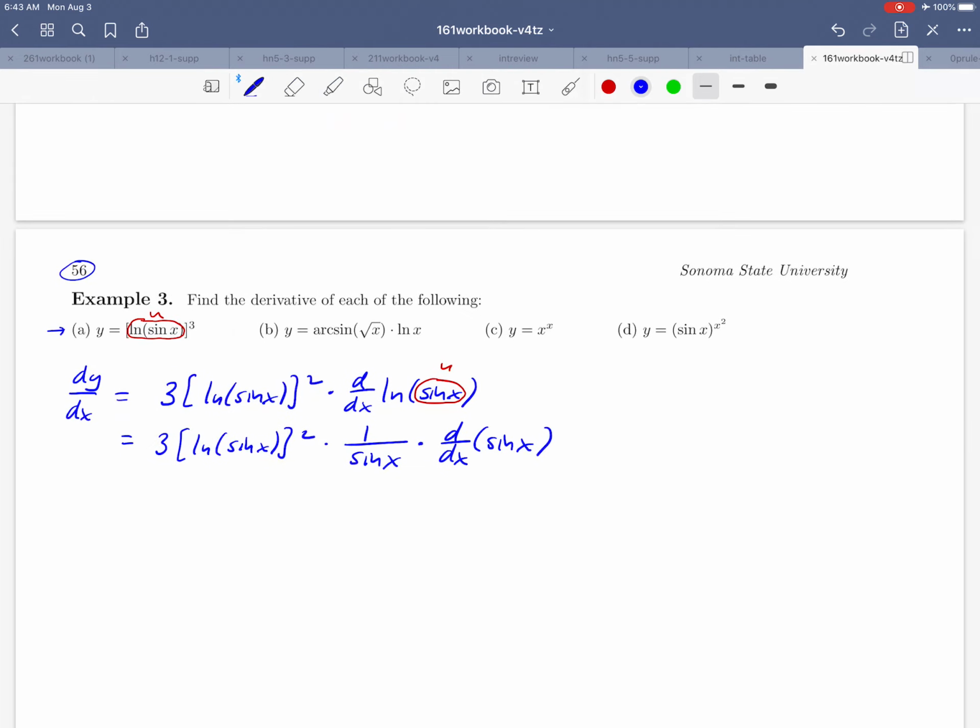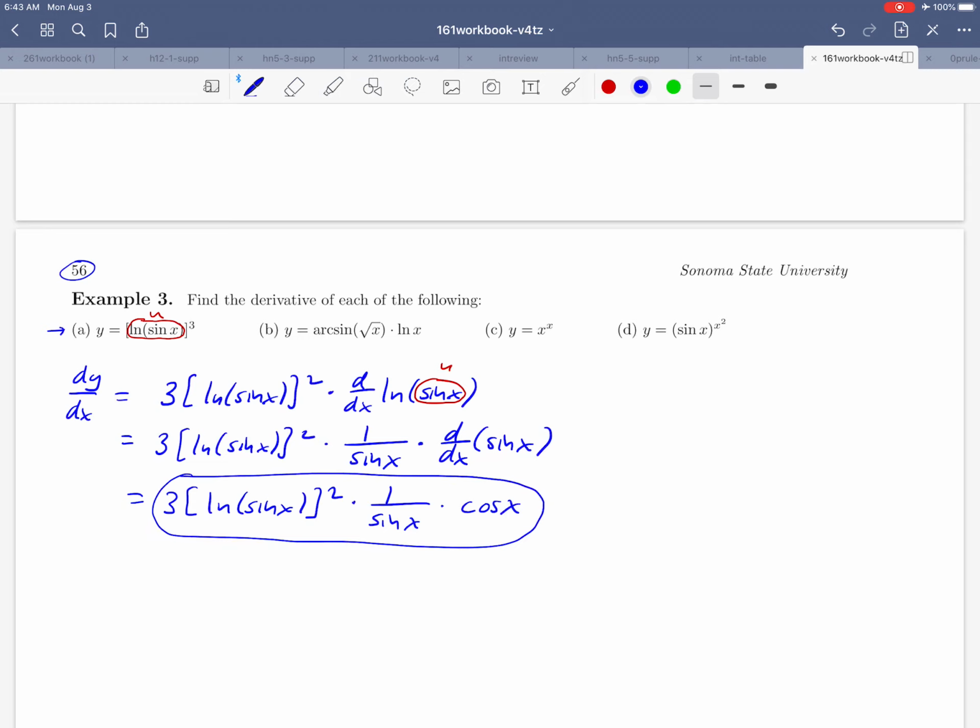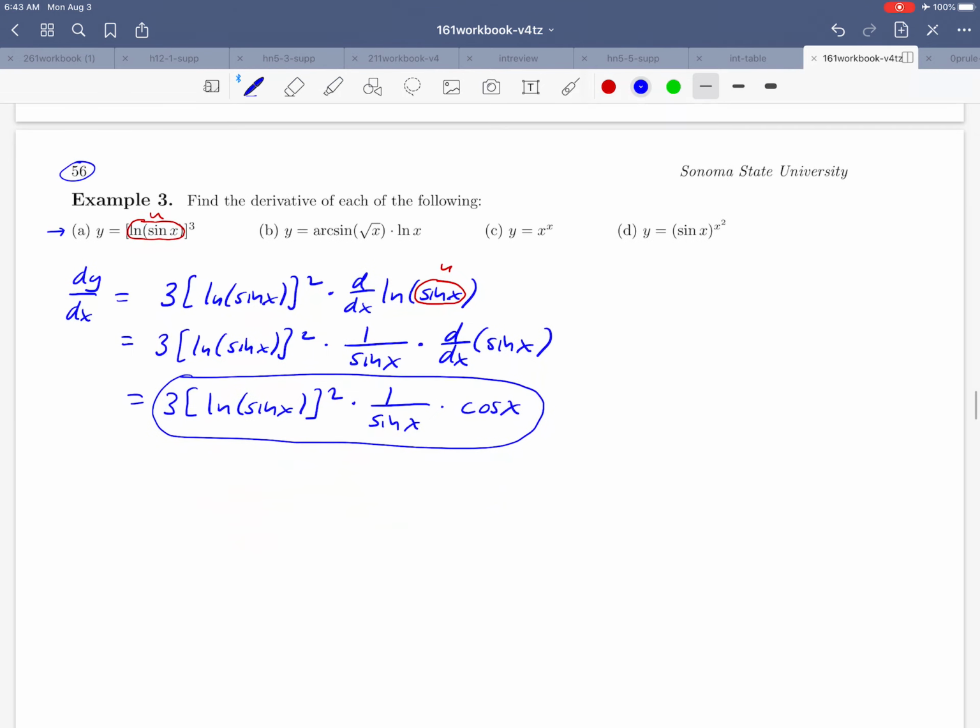Okay, and let's see. Looks like we are done with a few pieces here. So we've got 3 ln of sine of x squared, done with that. 1 over sine of x, we're done with that. And finally, we need to take the derivative of sine of x. That's just cosine of x. All right, and so this would qualify as a final answer. If we wanted to, we could simplify this a little bit. I'm going to give you a couple of alternate ways of writing this.